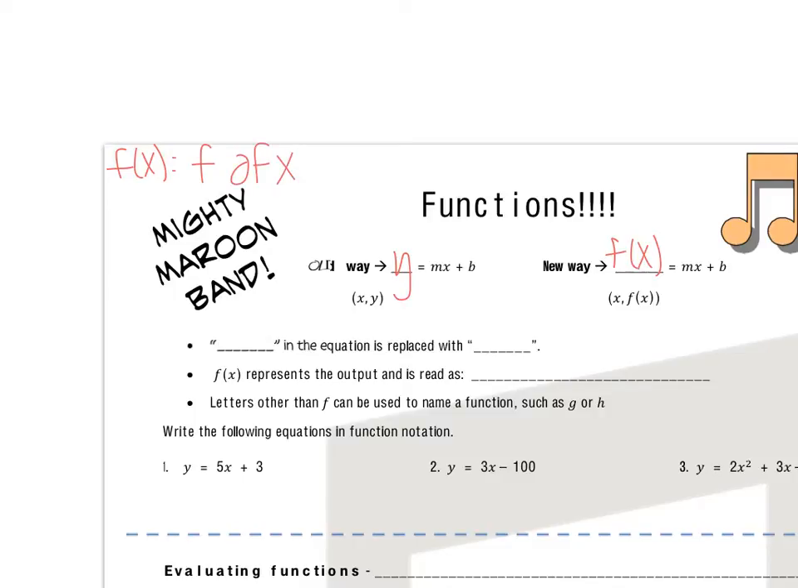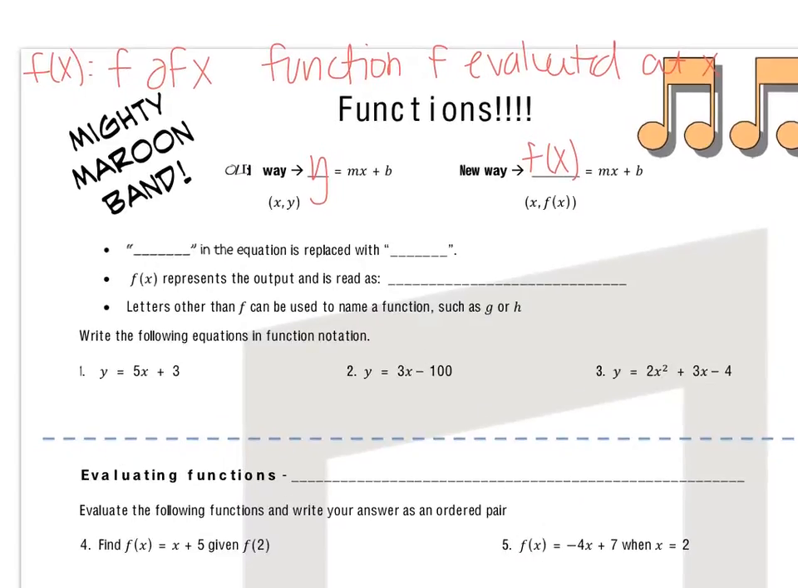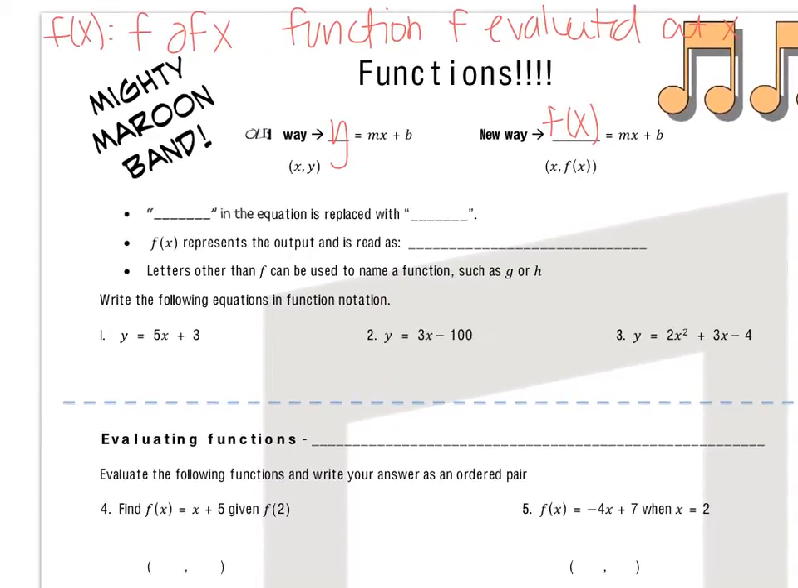Or we could also say it's the function f evaluated at x. It's very important that you understand what I mean when I say f of x. All we're doing is the y value in the equation is replaced with f of x, and f of x represents the outputs. We just talked about that.